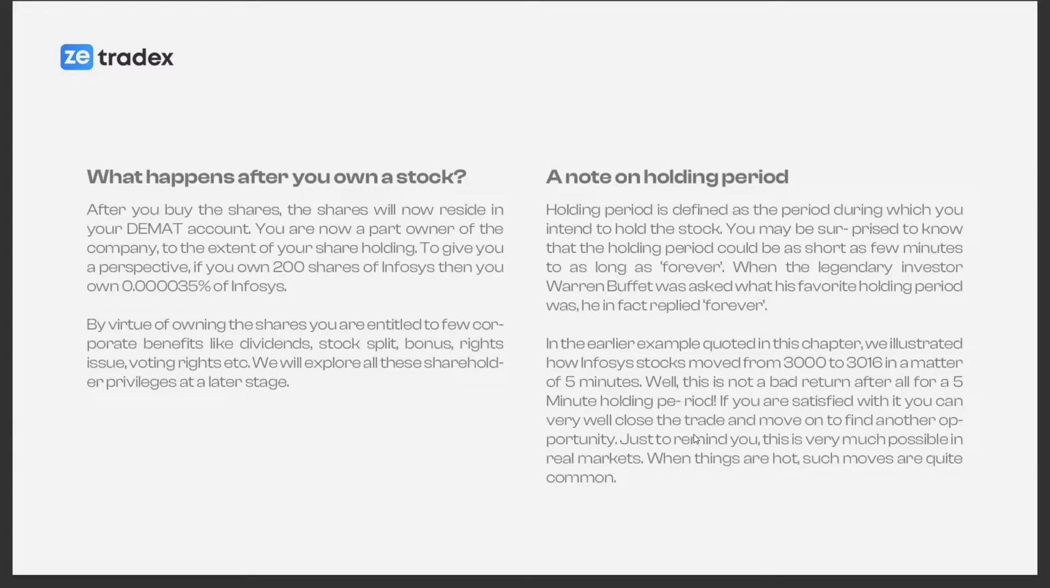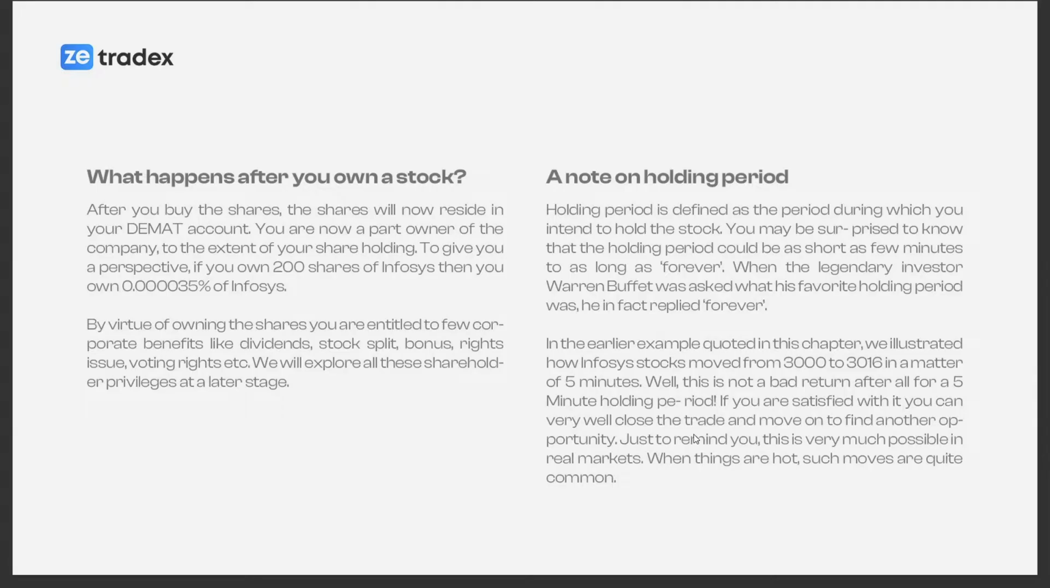Now, a note on holding period. Holding period is simply defined as the period during which you intend to hold the stock. You may be surprised to know that the holding period could be as short as a few minutes to as long as forever. And when the legendary investor Warren Buffett was asked what his favorite holding period was, he in fact replied, forever.